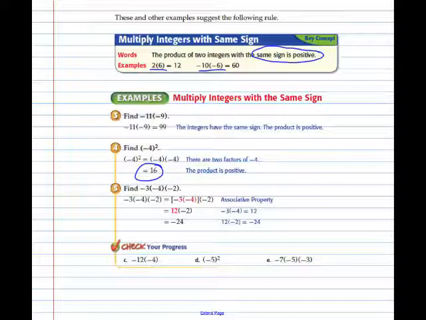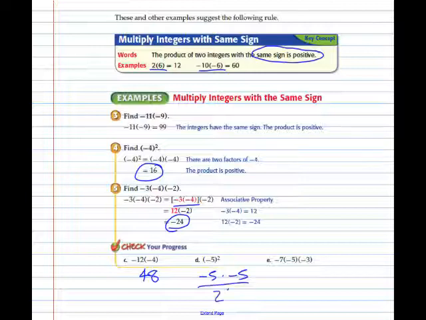In the third example, we would use brackets here to multiply these 2 factors together. First, negative 3 times negative 4 is positive 12. Positive 12 times negative 2 is negative 24. In example C, negative 12 times negative 4 is positive 48. In D, negative 5 squared means negative 5 times negative 5, which is positive 25.